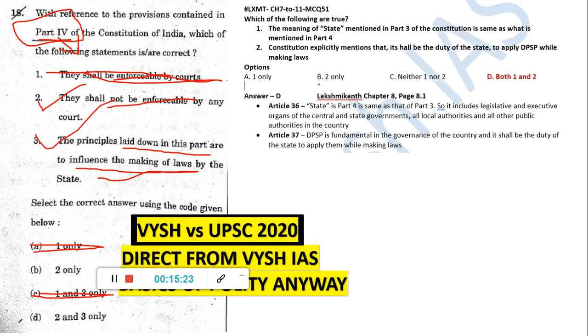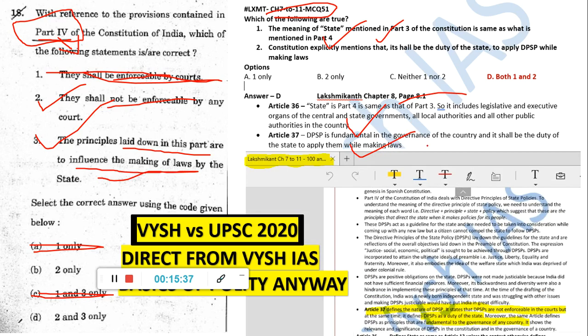Again, in multiple tests we have this. If you see here, chapters 7 to 11, we have a test series. There we have mentioned what is Part 3, what is Part 4, and here, DPSP is fundamental to governance and the state has to apply them while making laws. These are directly taken from Laxmikant, that is why it's direct. It looks very easy. So follow any test series that teaches you directly from the textbook. UPSC will not ask you anything complicated. Here again, DPSP are not enforceable in the courts.